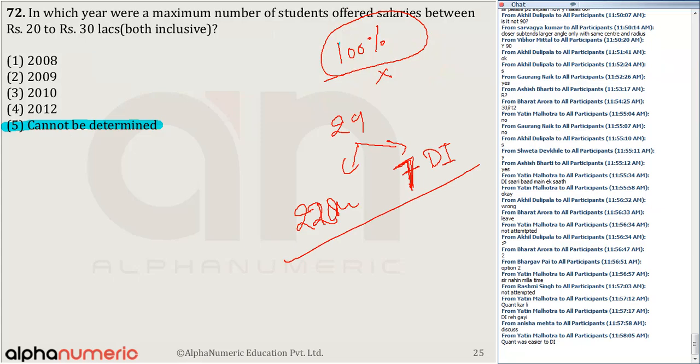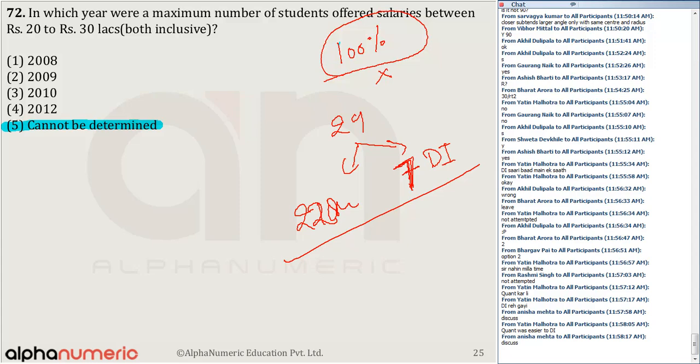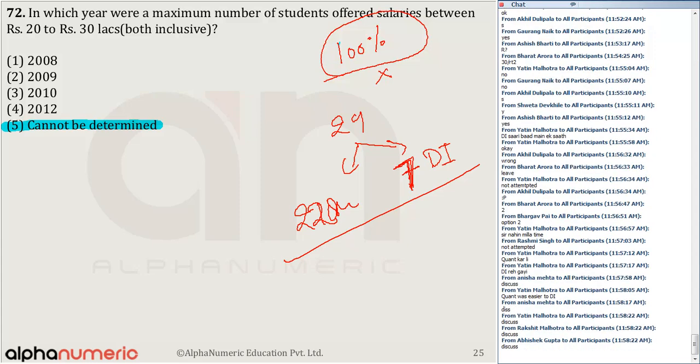So should I discuss this DI set? Ya abhi try karoge? Time do 10 minute. Ya directly discuss karo. Discuss karo.